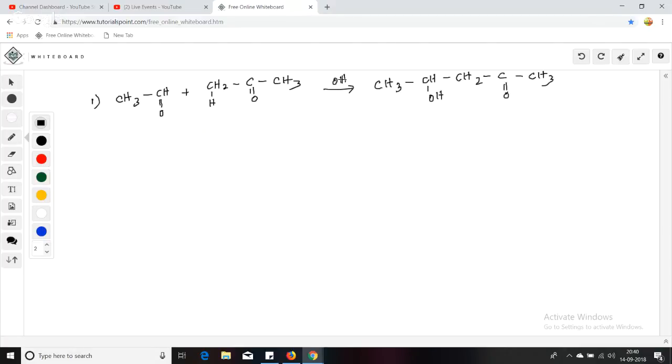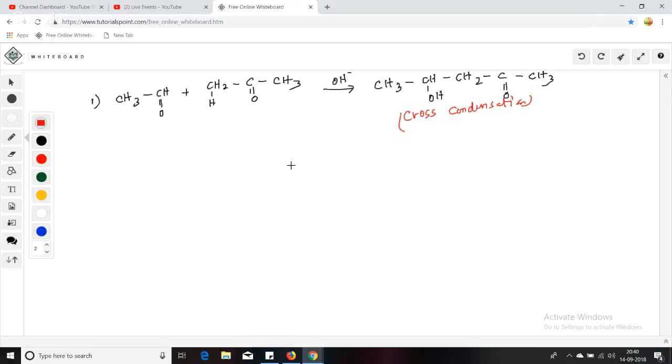The product is this, and since we have one aldehyde and one ketone, we call this reaction a cross aldol condensation, or cross condensation reaction.